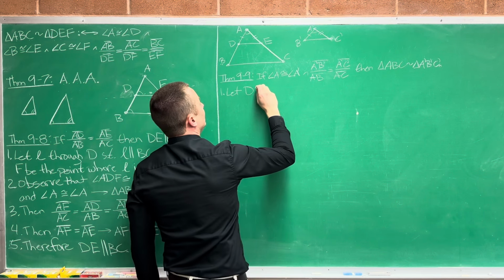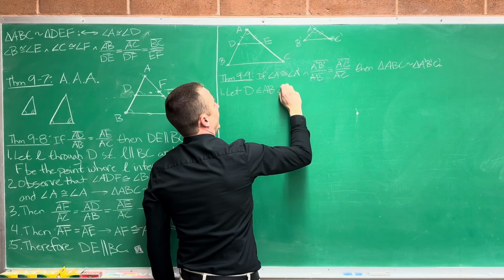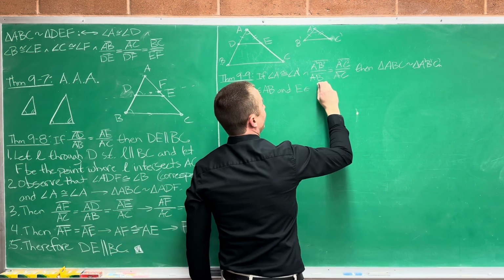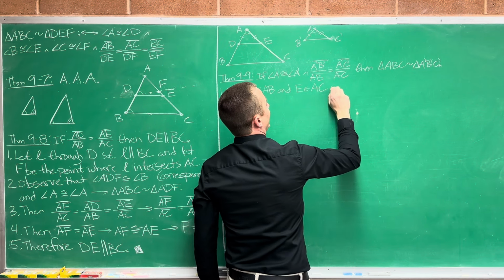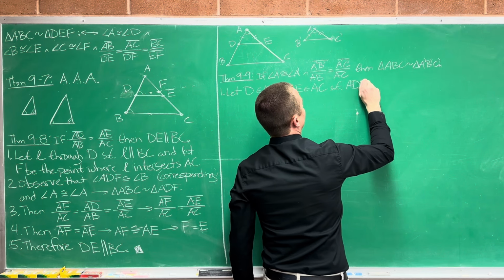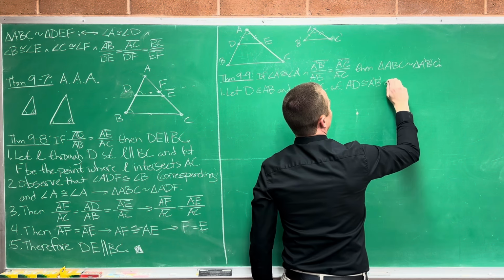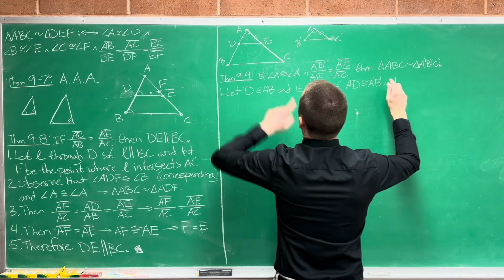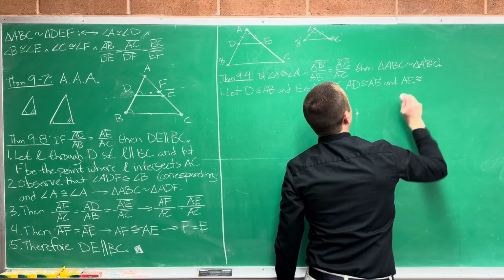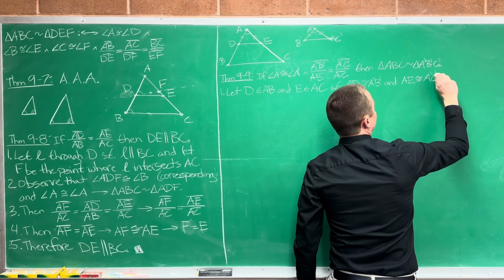Let D in segment AB and E in segment AC such that AD is congruent to A prime B prime and AE is congruent to what? What's AE congruent to? A prime C prime. You still awake out there?